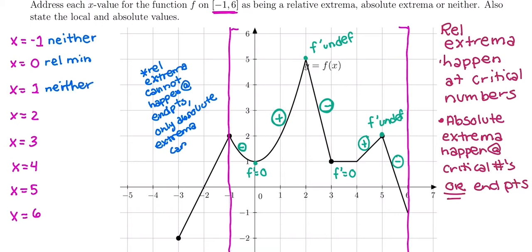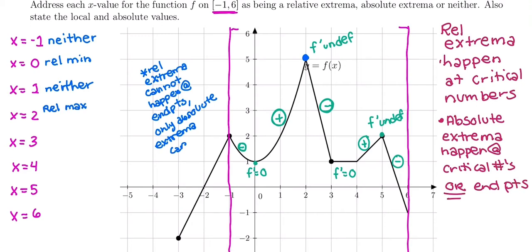Our next x value is at 2. There is a critical number there. It makes the derivative undefined. So is it a relative max or min? Yeah, it switches from increasing to decreasing. So it's automatically a relative max.